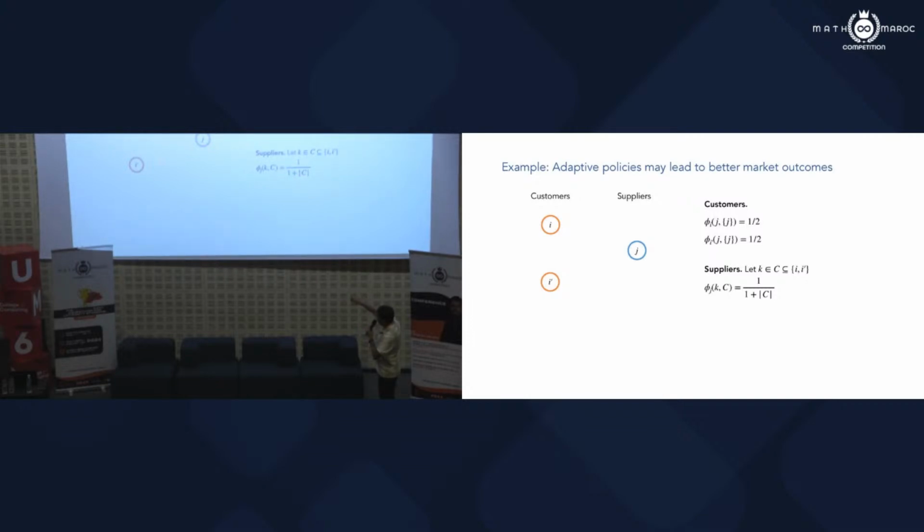But if you show both of them, j will choose I with probability 1/3, because the cardinality right now is 2, and j will choose I prime with probability 1/3, and will leave with probability 1/3. Let's look at these two simple policies.